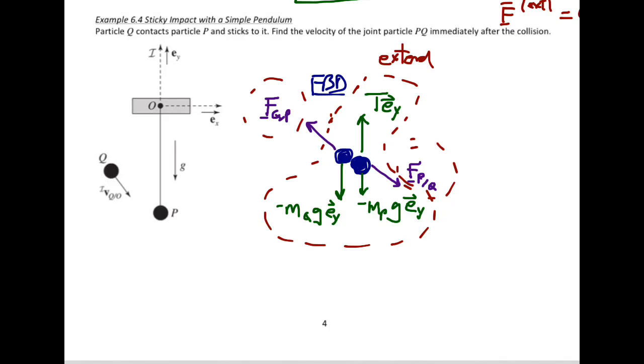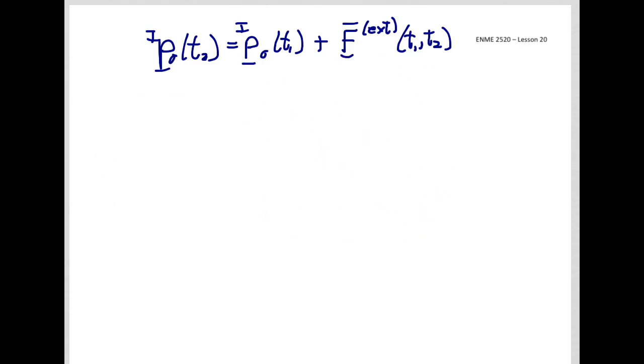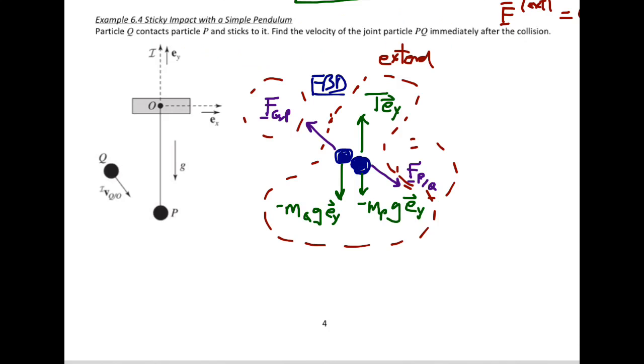So let's use this information in our equation that we've developed for the change in total linear momentum to solve for the velocity of that combined particle QP, which is what we're looking for. For this equation, we need to find our total linear momentum at time 2, total linear momentum at time 1, and then the impulse due to the external forces. We've just been looking at these forces, so let's do that part first. The impulse due to the external forces is equal to the integral from time 1 to time 2 of all of our external forces. We can ignore these internal forces because they cancel out.